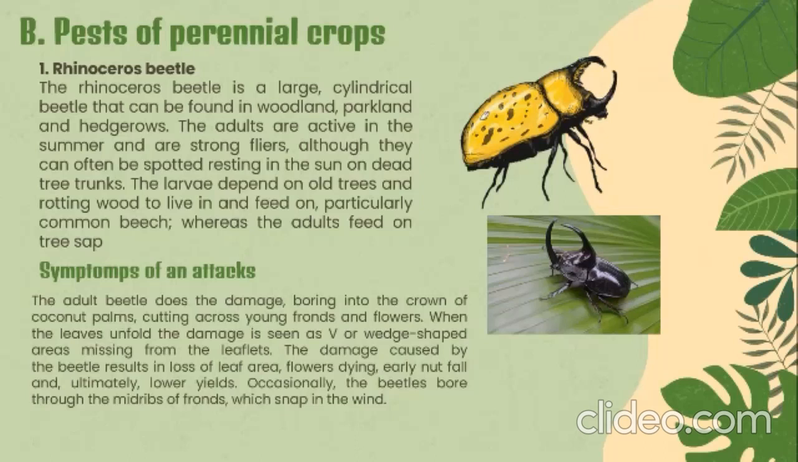The symptom of an attack is that the adult beetle does the damage, boring into the crown of coconut palms, cutting across young fronds and flowers. When the leaves unfold, the damage is seen as a V or wedge shape, where areas are missing from the leaflets. The damage caused by the beetles results in loss of leaf area, flowers dying, early nut fall, and ultimately lower yields. Occasionally, the beetles bore through the midribs of fronds, which snap in the wind.